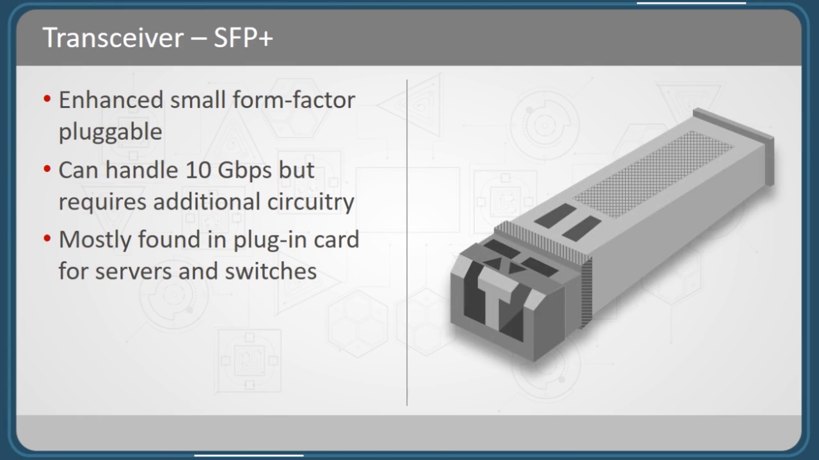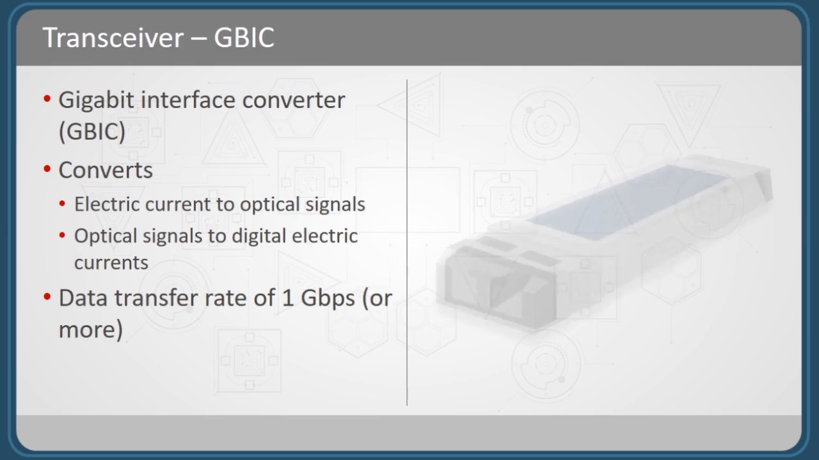Now, there is also an SFP Plus, which is just an enhanced version of the SFP, but it could handle higher data rates. This one up to 10 gigabits per second, whereas the original SFP was only 1. But it did require some additional circuitry, so you mostly found these in plug-in cards for servers. If you had a particularly busy server, for example, and you wanted it to have that better capability using fiber at a faster rate, then you might adapt using the SFP Plus. And of course, you might find them in the switch as well.